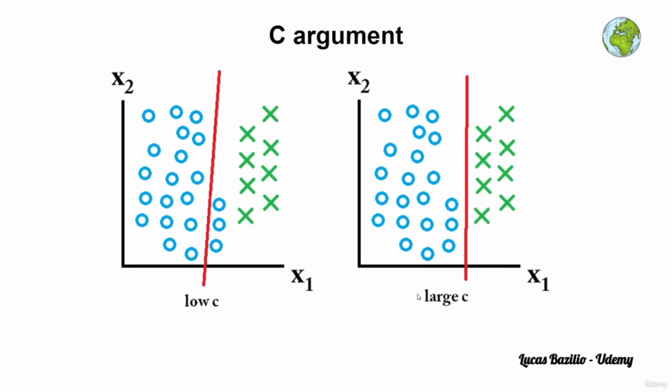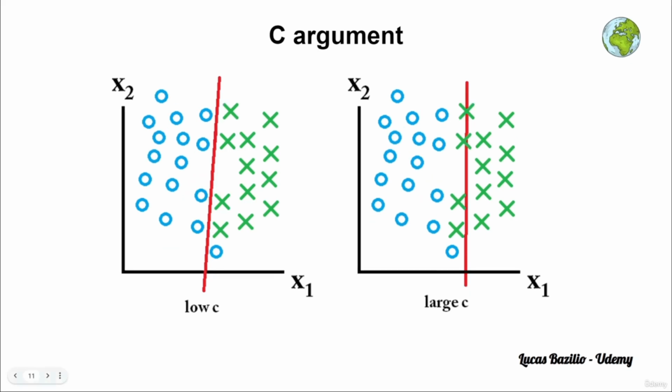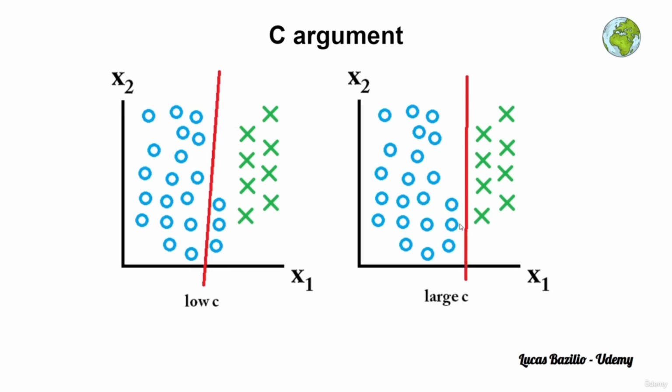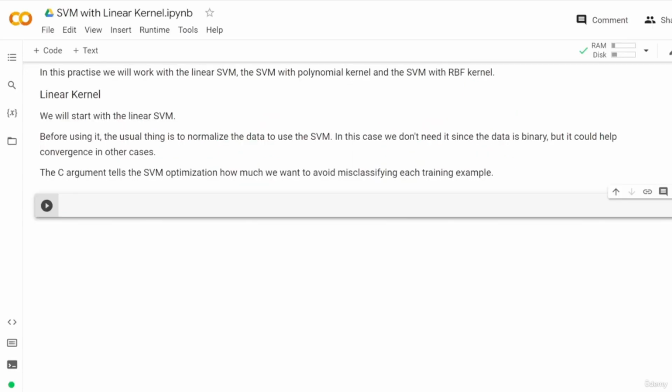Does this mean that we always need to take a value of C that is very large? The answer is no. What if we have this dataset now? We can see here that if we pick a big value of C and a low value of C, this small value gives us a better separation of the classes than this one. So this depends completely on the problem and on our dataset. That's why here we are going to perform an exploration.